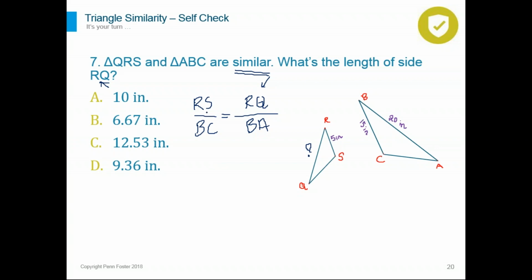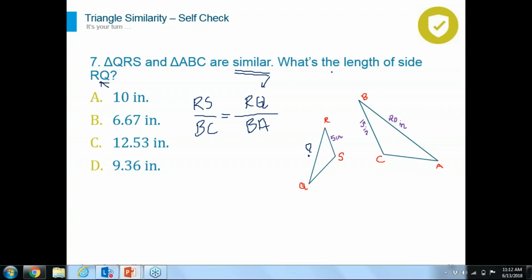Do you have RS? Do you have BC? Do you have RQ? No. Do you have BA? Set up the proportion and solve the proportion. And that should give you directly the side length for RQ. I'm going to leave that for a few seconds again, and switch my screen.